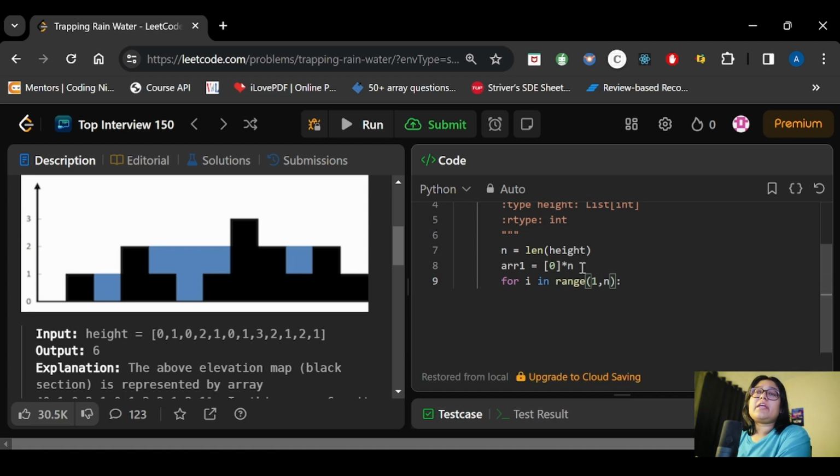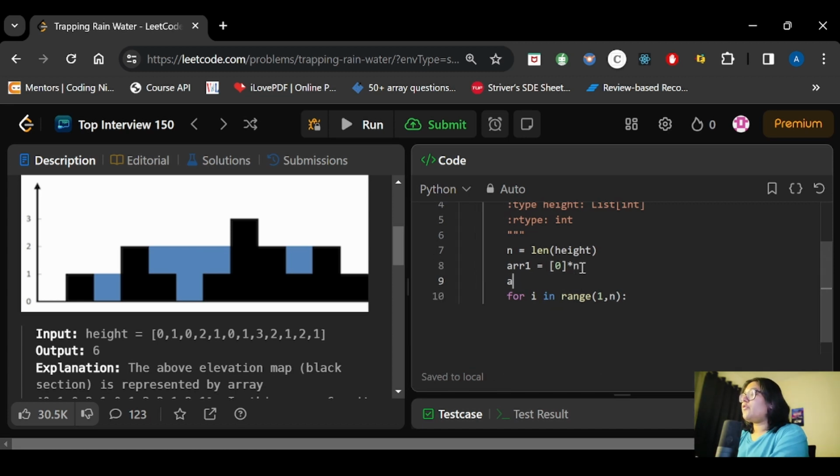Now the array that is storing the maximum value, its 0th index needs to be initialized. So for that, at the 0th index we will initialize it with the height at 0 only. So it will have height at 0. Now we will compare the values and we will store at the current index. So arr of i will be equal to max of arr of i minus 1 and height at that index.